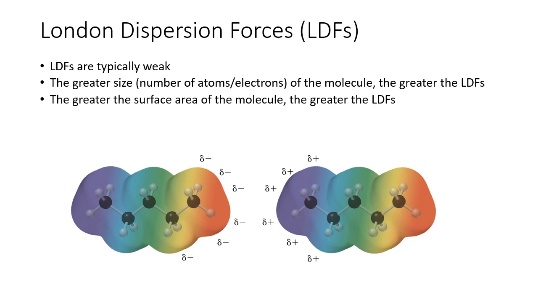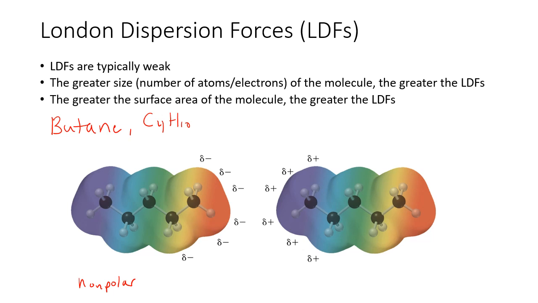So if we look at something like butane, butane is an organic compound, and its formula is C4H10. It's the primary component in lighter fluid. It's made of completely carbon and hydrogen. So overall, butane is a non-polar molecule, but it will form London dispersion forces.